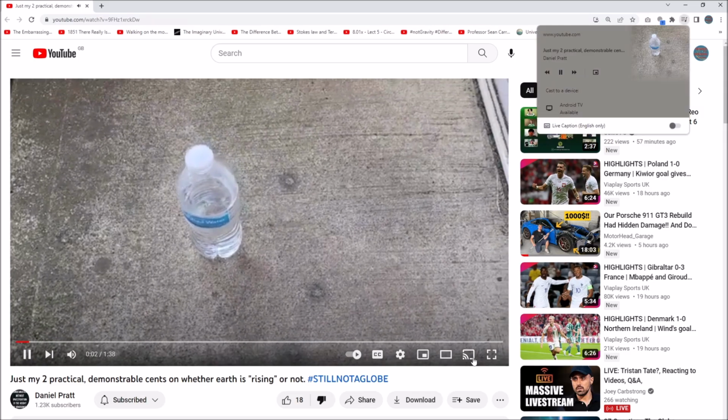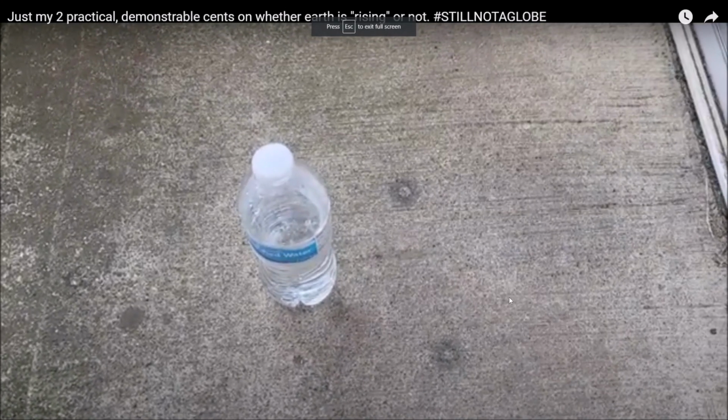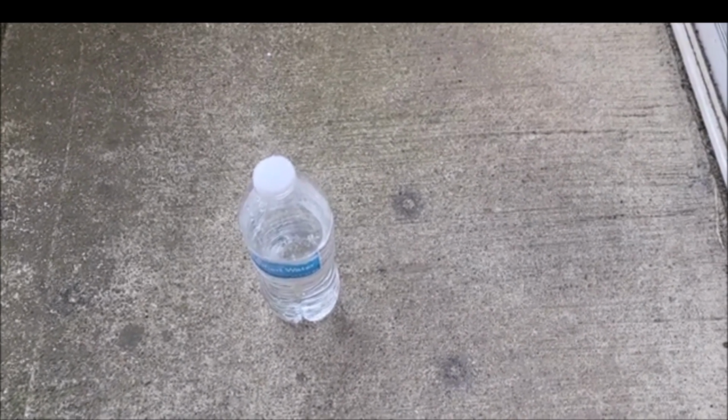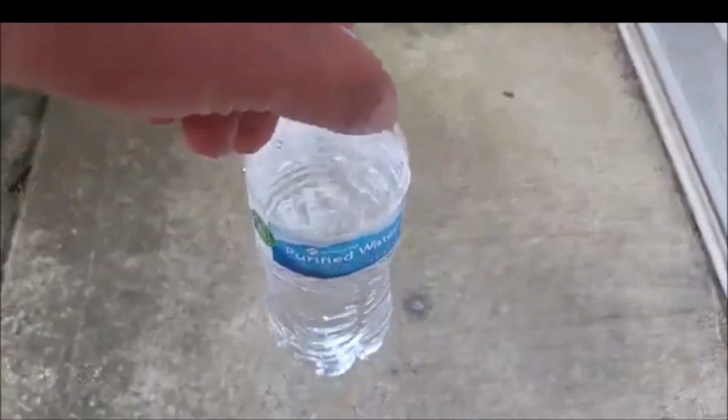Here is my demonstration of, regardless of the density, dropping items in tubes of water or half full of water. Here's how I know the earth is not rising. The argument is, if I take this bottle of water and let it go, the argument going on is that it's just stationary. It's neutrally buoyant. We've all seen the videos of those neutrally buoyant balloons. And that's all these water tube experiments are proving, is neutral buoyancy.